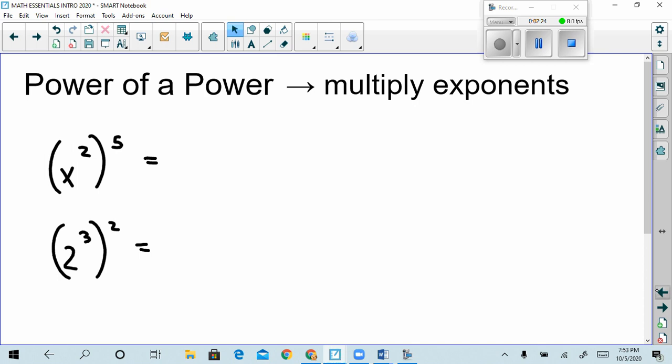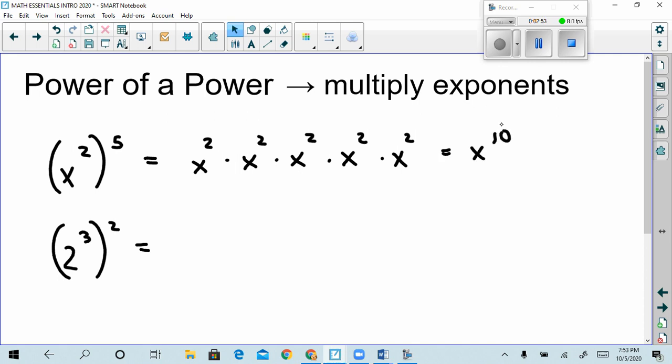Power of a power. When you take a power and raise it to a power, technically this is saying take x to the 2nd and multiply it by itself 5 times. Then if I use my product of powers, that's adding. 2 plus 2 is 4, plus 2 is 8, plus 2 is 10. And I'll get x to the 10th power.